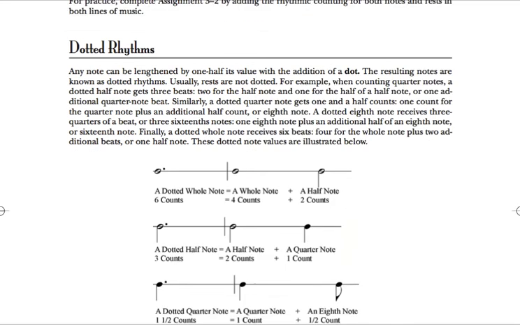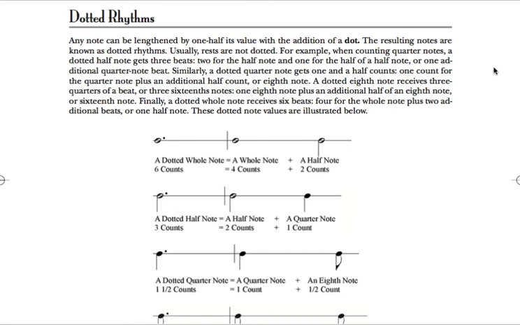In this section, we talk about something called dotted rhythms, and these are ways that we can elongate the length of a note by 1/2 its value using a dot. When we do this, we have a dotted half note, which would be the equivalent of 3 counts, or 1 quarter note count, and 2 counts for the half note. A dotted whole note is 6 counts, which is the whole note itself plus 2 extra counts, or 1/2 its value.